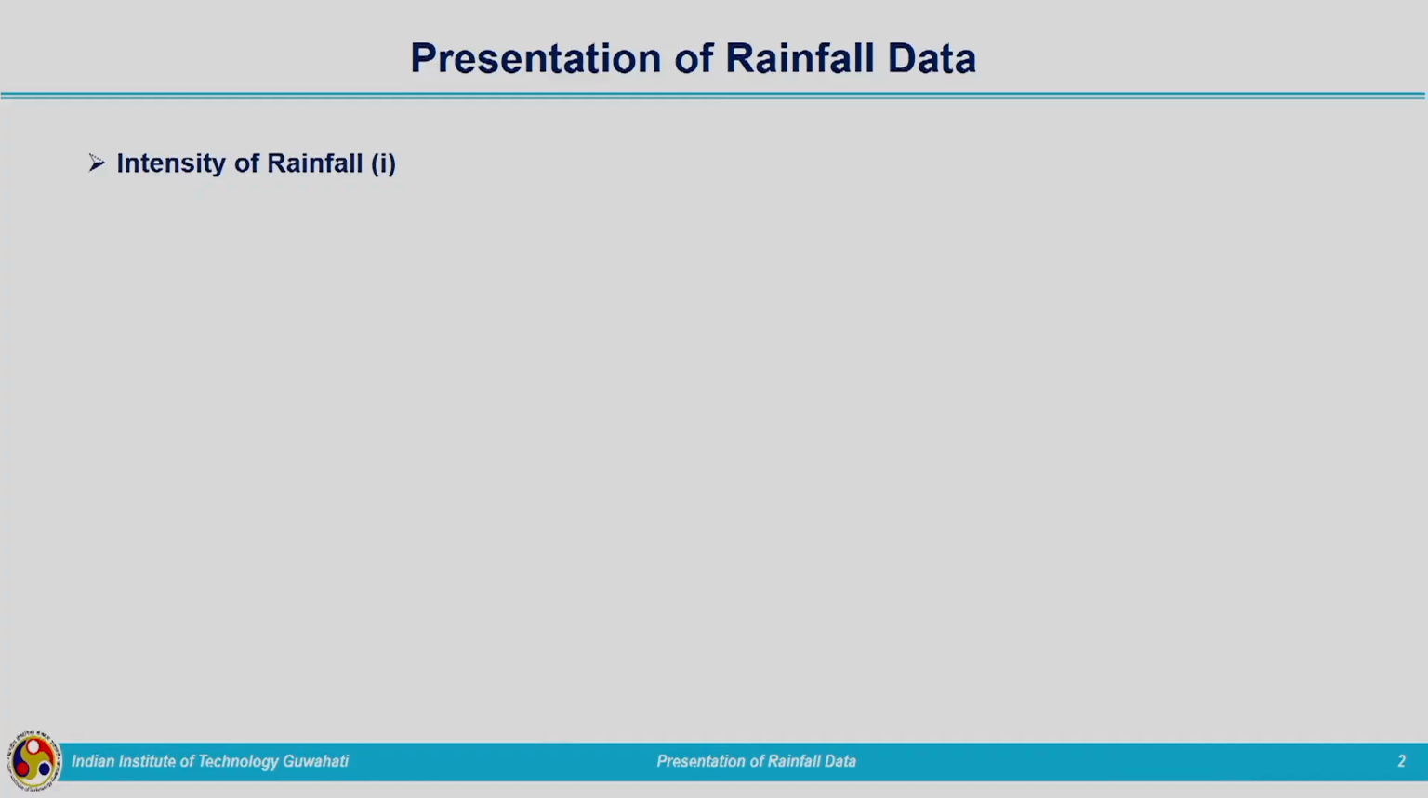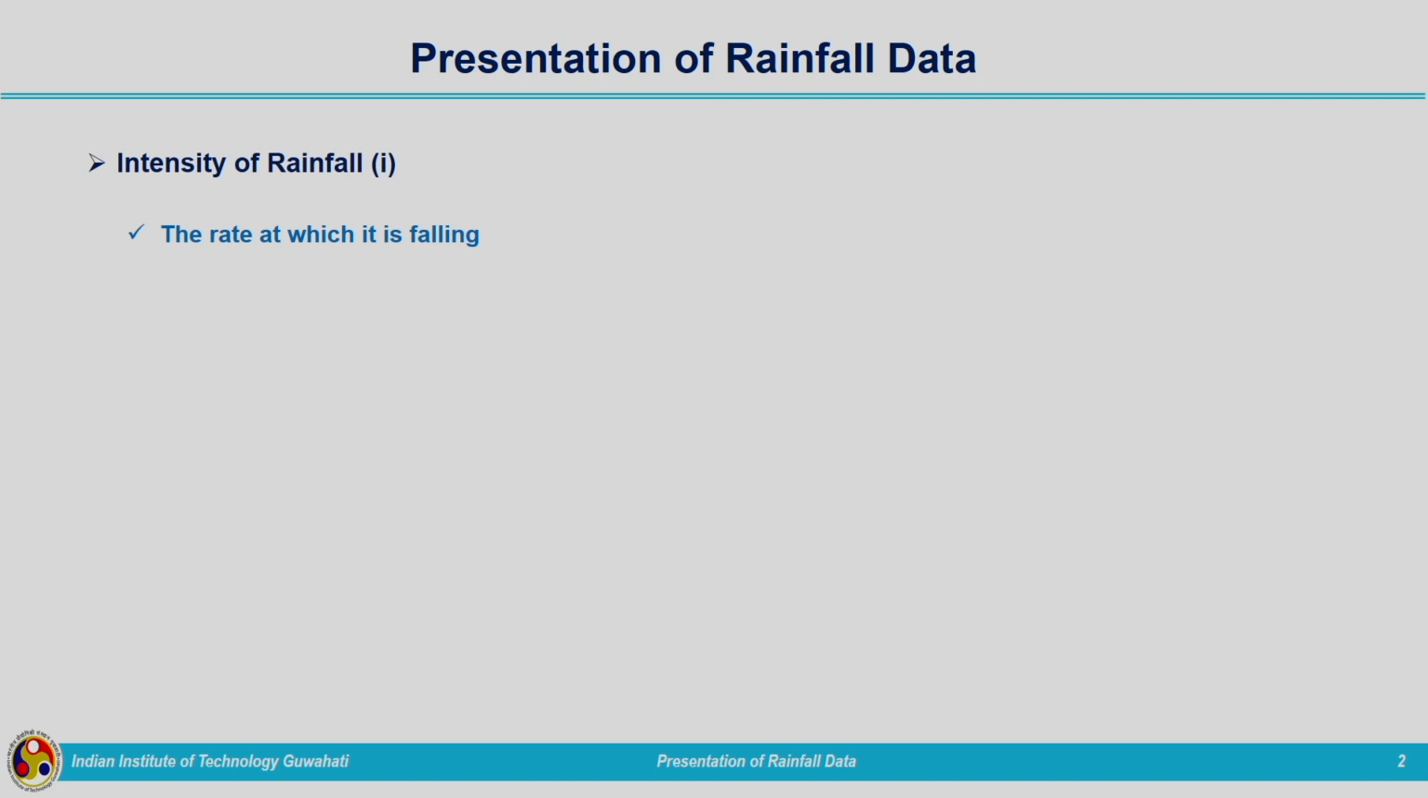The first way is by means of the intensity of rainfall. We commonly use the term intensity of rainfall. Sometimes we will be using the term rainfall depth. So, these are different ways of representing rainfall. Let us see one by one.